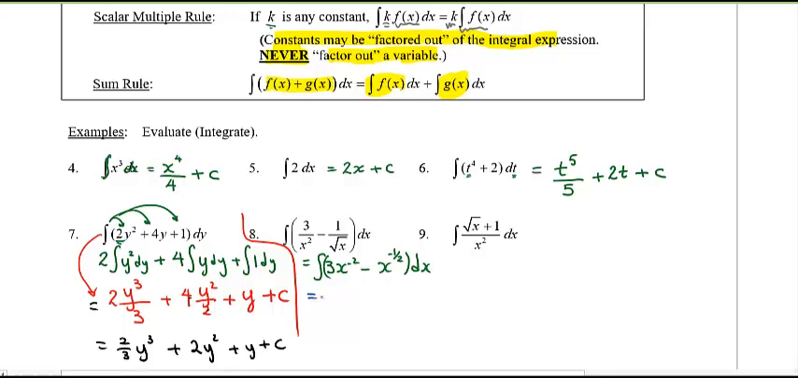We will take the antiderivative of 3x to the negative 2, so 3 is a constant, I'll just ignore it. I will once again add 1 to the exponent, so that becomes negative 1. Divide by the new exponent.